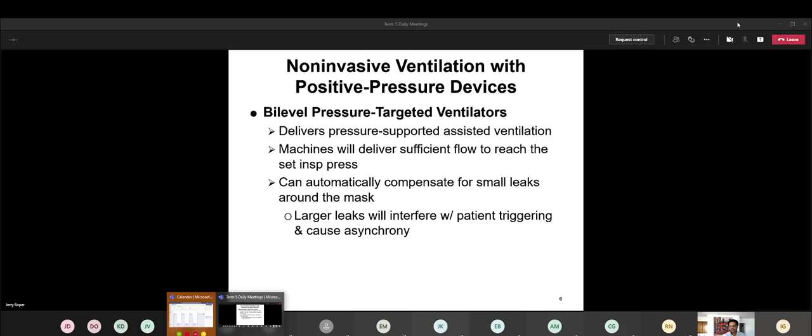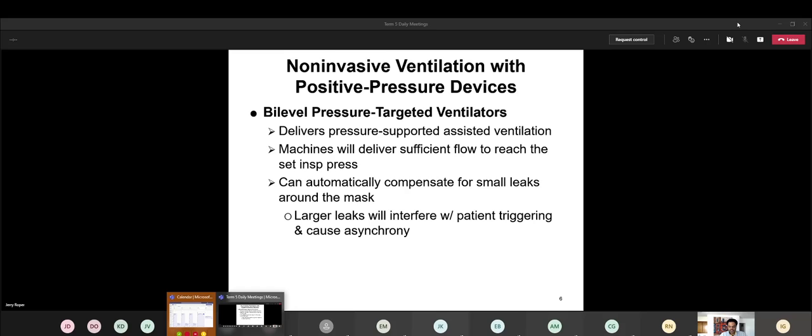So bilevel targeted ventilator. So we're still not saying BiPAP, but we'll call it BiPAP. But bilevel is just saying just that. You've got two pressures that you're going to have to set, and subtracting the lower pressure from the upper pressure is the equivalent of your pressure support.